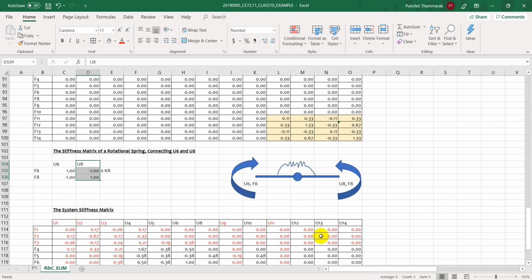So you have two cases. Case number 1, apply U6. Case number 2, apply U8. And then you superimpose the two cases. Then you have both effects from U6 and U8 simultaneously. And then you can find the equilibrium equation as a result of the application of both rotations on both ends.